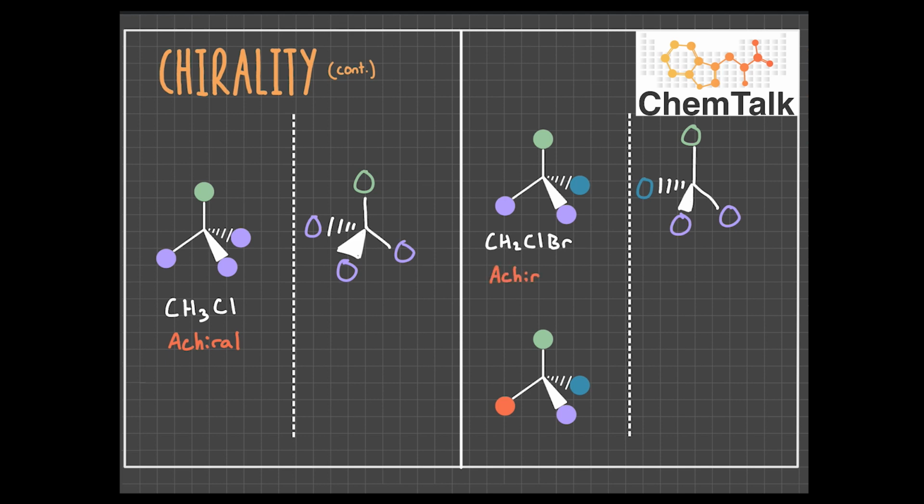We finally get a different result when we have 4 different substituent groups. If we have a molecule like this, and we draw its mirror image, there is no possible way to orient this molecule's mirror image such that it overlaps with the original molecule. This molecule is non-superimposable upon its mirror image, meaning it is chiral.